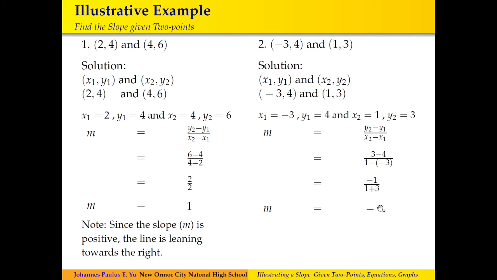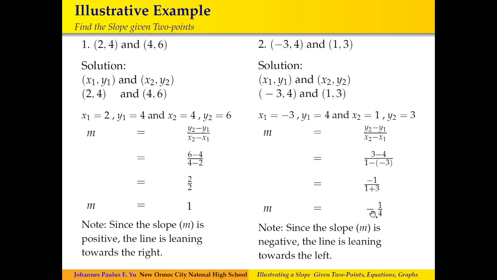So, dividing integers, if one is positive and the other is negative, the result is always negative. So, we have -1 all over 4. This is the proper way of writing the simplified answer, no? The negative sign should be in the center. So, note, since the slope is negative, the line is leaning towards the left.